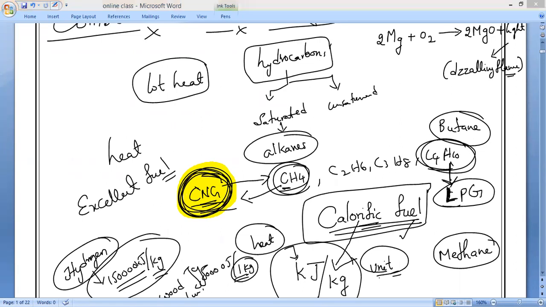Now, when this methane or natural gas burns in a sufficient supply of air, it will produce carbon dioxide and water vapor, and a lot of heat and light energy is produced. So that is what will happen. Now let us consider, as you know, methane is a hydrocarbon. First of all, it will burn any kind of carbon.